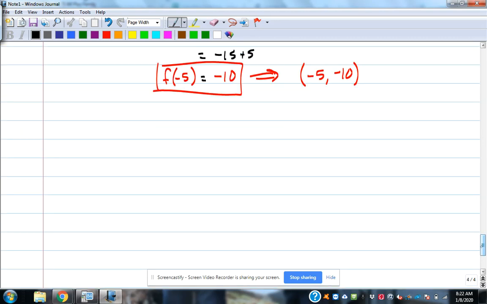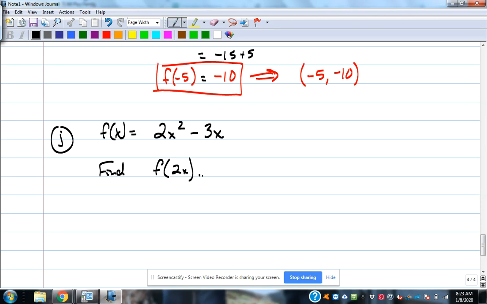Let's do a little bit more algebra. Get our brain going with some algebra stuff. So f of x, let's do a different function this time. Let's do 2x squared minus 3x. And let's find f of 2x. Because everybody needs to do a little algebra early in the morning.